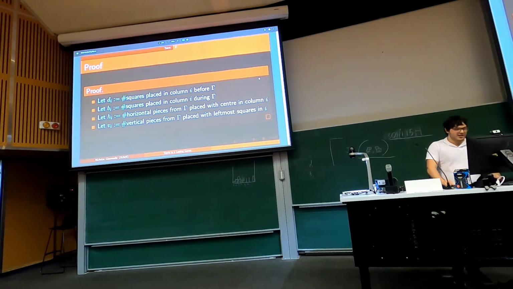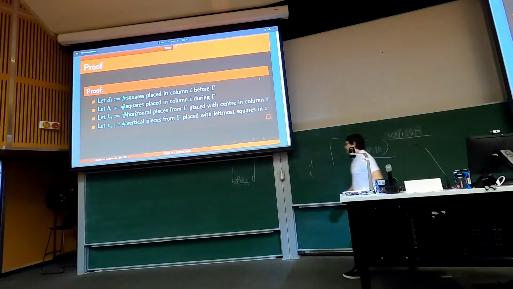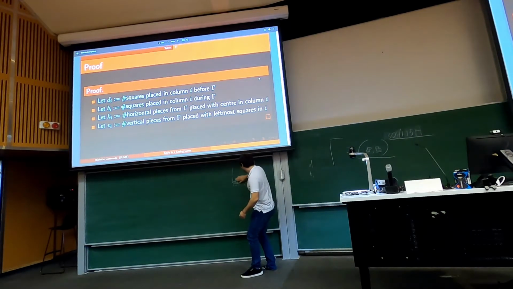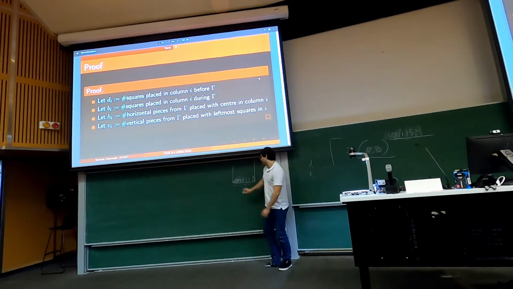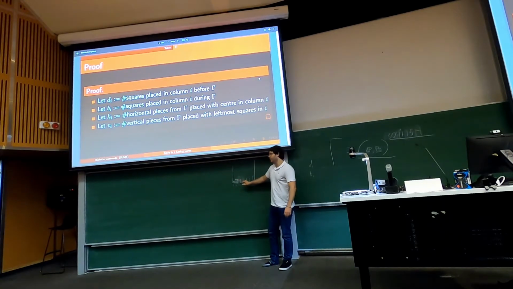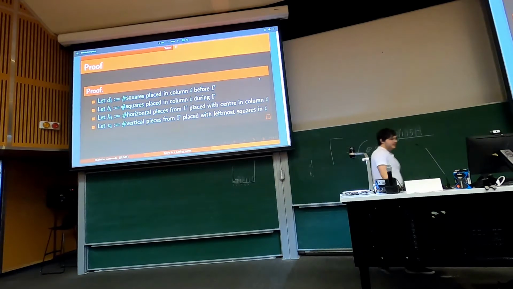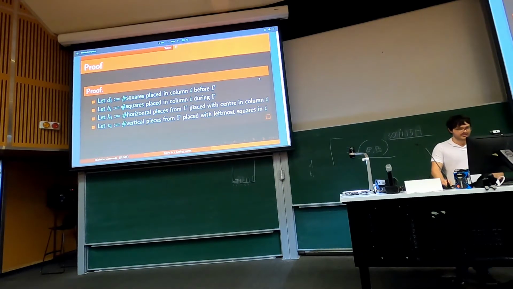Let h_i be the number of horizontal pieces from gamma placed with center in column i. So going back to this horribly messy diagram, a piece placed like this has its center in column 2, so this will contribute to h_2. And lastly, we have v_i, the number of vertical pieces from gamma placed with leftmost squares in column i.